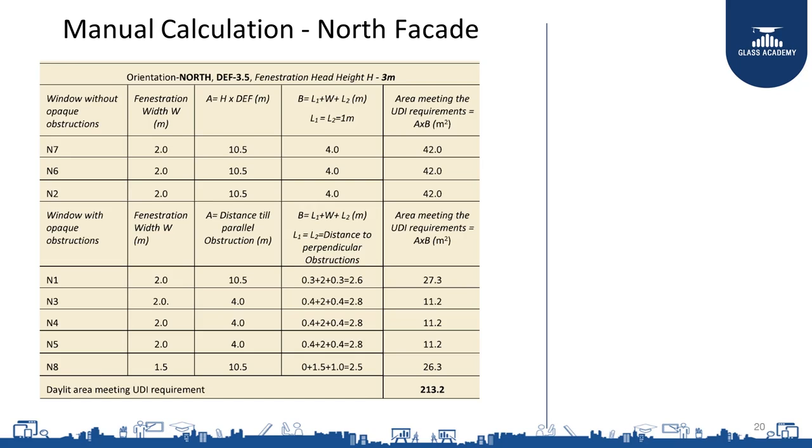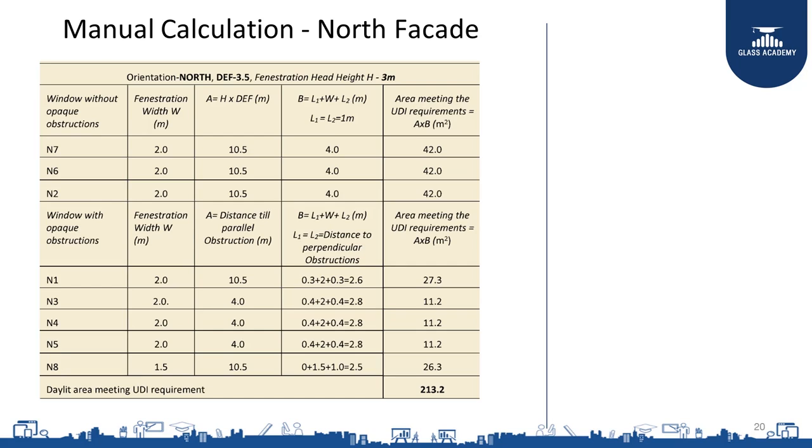So for these windows which do not have obstructions, like N7, we take the fenestration width W as given in the drawing, 2 meters. We find out A, which is height into DEF. In this case it is 10.5. We find out B, which is L1 plus W plus L2. In this case we extend it on both sides by 1 meter. So B becomes 2 plus 1 plus 1, which is 4. The area meeting the UDI requirements is equal to A into B, which is 42 meter square.